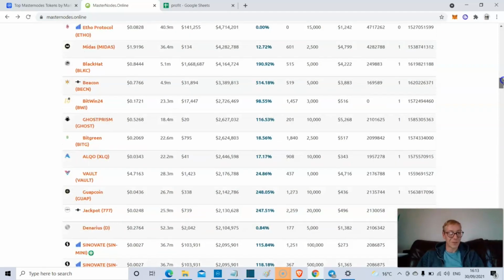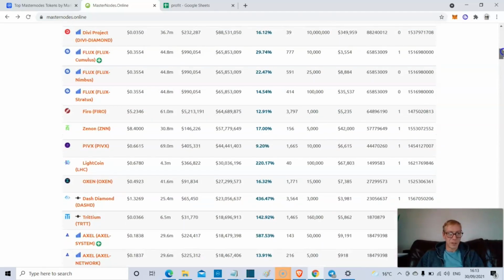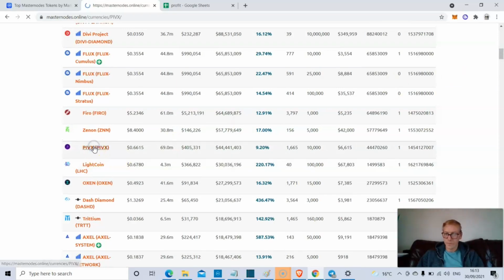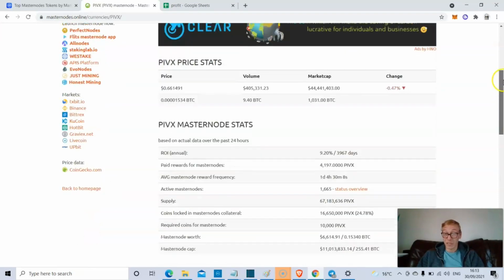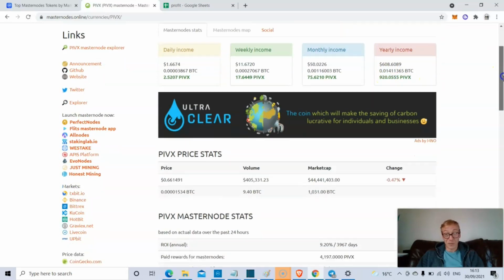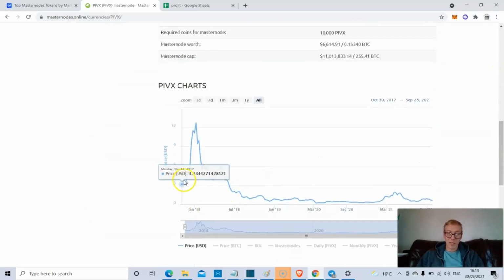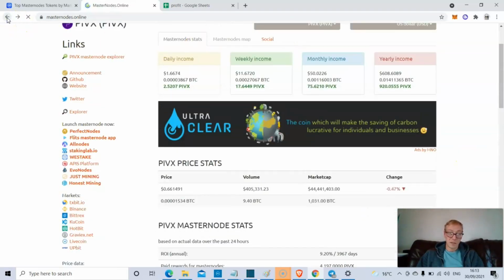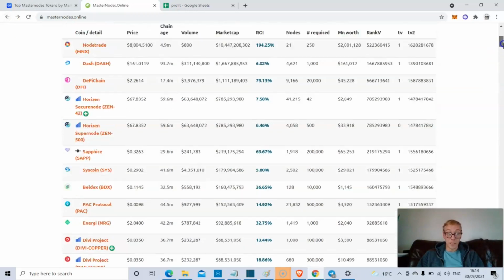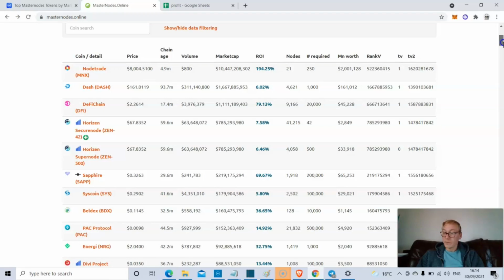Like I said, Pivx was one that was very, very good during the last bull cycle. Now, Pivx right now, Masternode's worth $6,600. Your annual income is only about $600, which is pretty rubbish. But in the last bull cycle, there was a point where each coin was worth $12. Now, it's worth a 20th of that. So you've got to pick well, because a lot of Masternode coins that I've seen over time have underperformed in terms of price action.